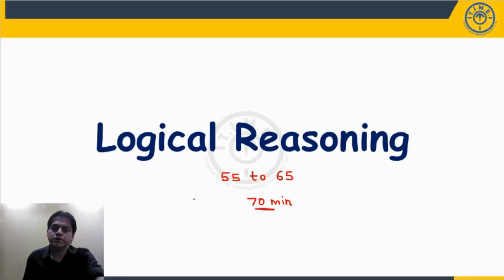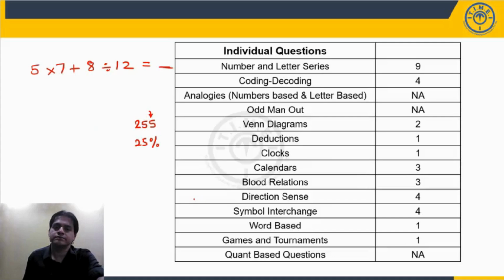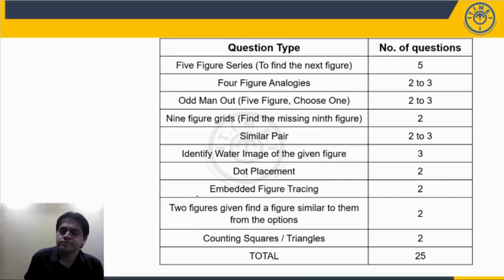Okay, let's now discuss the abstract reasoning section. In the abstract reasoning section, 25 questions were present, and there was a large variety of questions asked. The maximum number of questions were of the series type. There were 5 figure series, where you have to identify the next figure from among the options. 5 questions of that type were present.